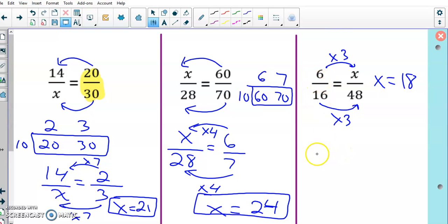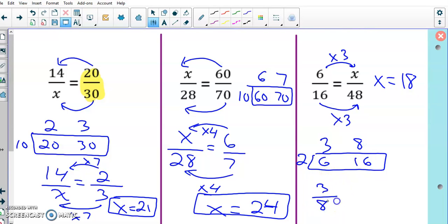Let's simplify the 6 and 16. So we have 6 to 16. Well, they're both even, so 2 is a factor. 6 divided by 2 is 3. 16 divided by 2 is 8. So we're going to have 3 to 8 equals x to 48. We can scale up. 8 times 6 equals 48. 3 times 6 is still 18, so x equals 18.